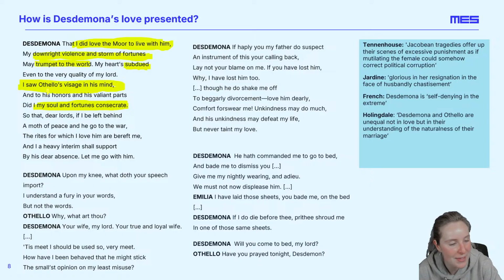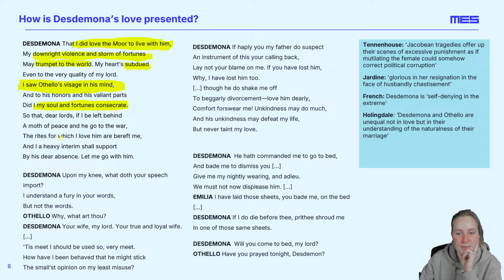How did he gain the power that he had? We would say probably because he was noble born as a Moor, so he's probably noble in his birthplace, but also he rose in ranks in the military.